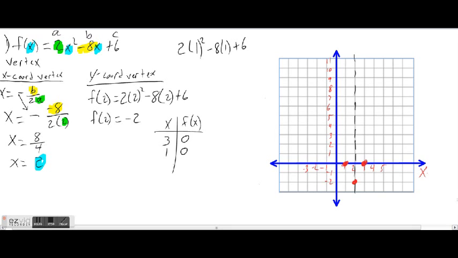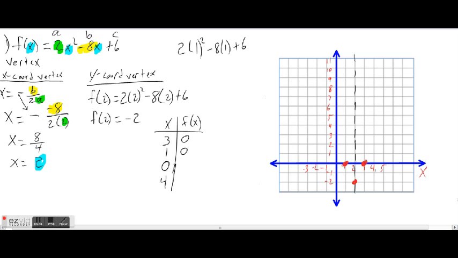Now, I need to find 2 spaces away from the line of symmetry. So the line of symmetry is at 2. So what is 2 spaces away? Well, 2 spaces to the left, 1, 2. Those 2 spaces is 0. So I'm going to end up with x is 0. And then what's going to be 2 spaces to the right? 1, 2. I end up with 4. Both of those x values are going to give me the same exact one.